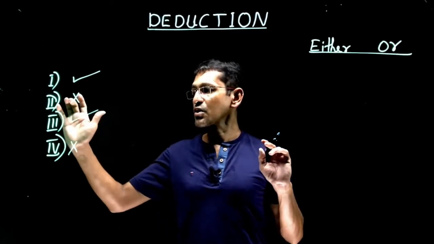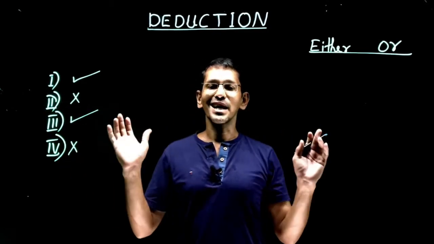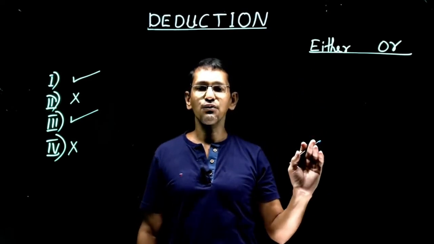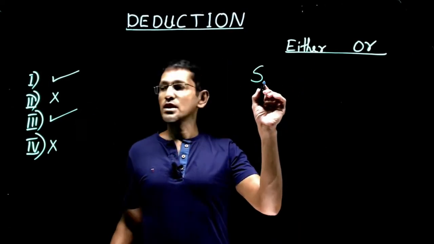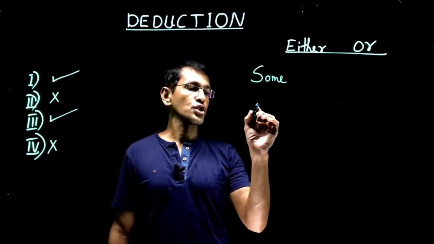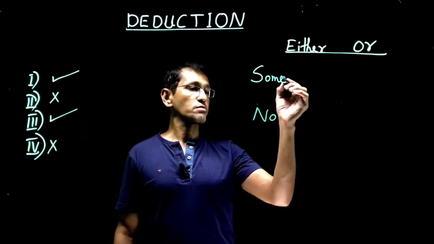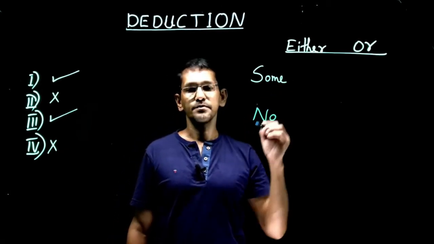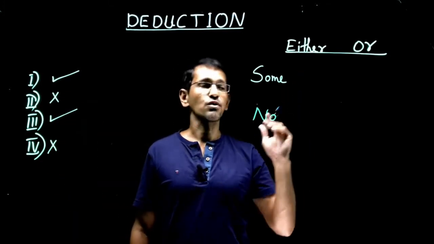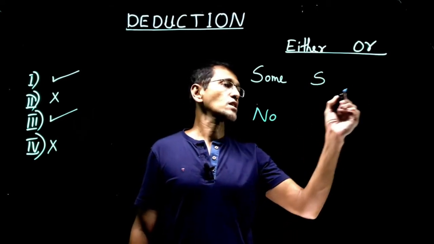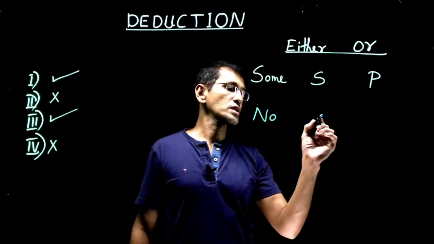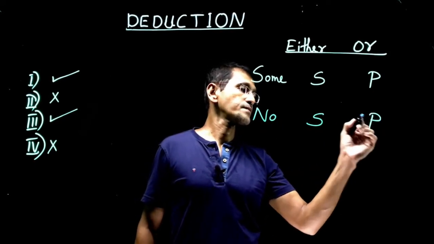So how do we check conclusion number 2 and 4? Is it an either or pair or not? This is what we are supposed to do, the conditions for either or. First, one of the conclusions must be some. The other conclusion must be no. So it must be either the some, no pair. And both conclusions do not follow. This one is the subject of this conclusion. This is the predicate. And for the second conclusion, the no conclusion, this is the subject and this is the predicate.